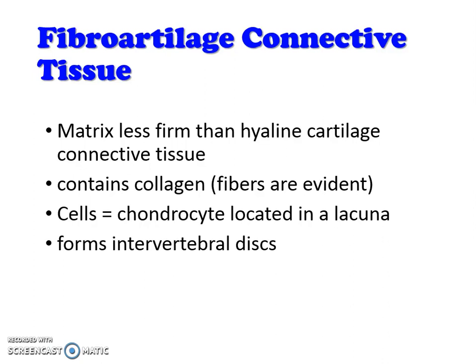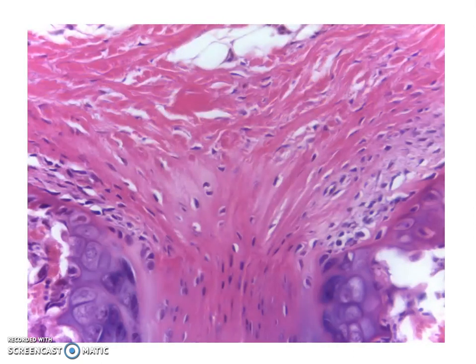A classic example of fibrocartilage is within the intervertebral discs that are going to separate one vertebra from another. If you've ever heard of somebody slipping a disc, we're talking about the fibrocartilage connective tissue that makes up the disc between the vertebra. And here we see kind of a lower magnification picture of fibrocartilage connective tissue.